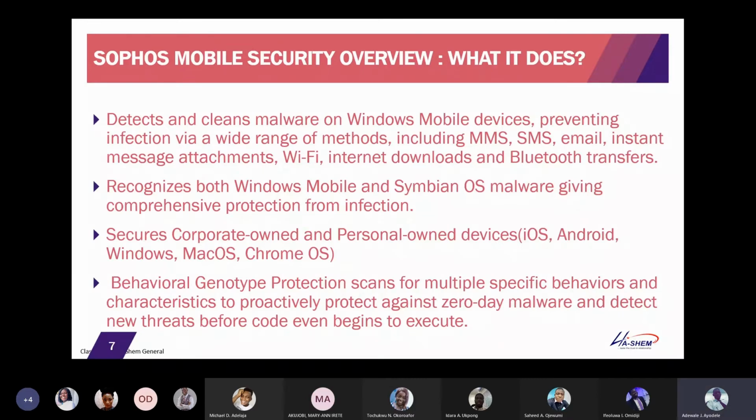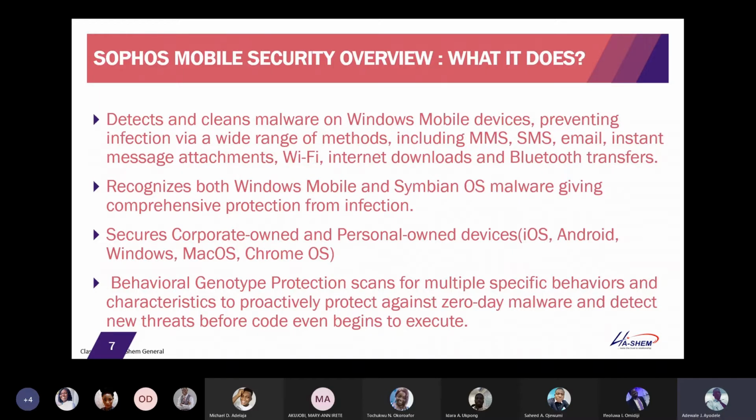So what does this mobile security solution do in the environment for the organization? First, it detects and removes malware on Windows Mobile and various OSs. So once there is malware embedded in a file, SMS, or email, Sophos Mobile will detect that file, that malware. Once it detects it, it has the ability to clean such malware or remove it from the devices. Once that has been done, you can be rest assured that your users are safe, and there won't be infection or spread of malware around the organization, around the network.